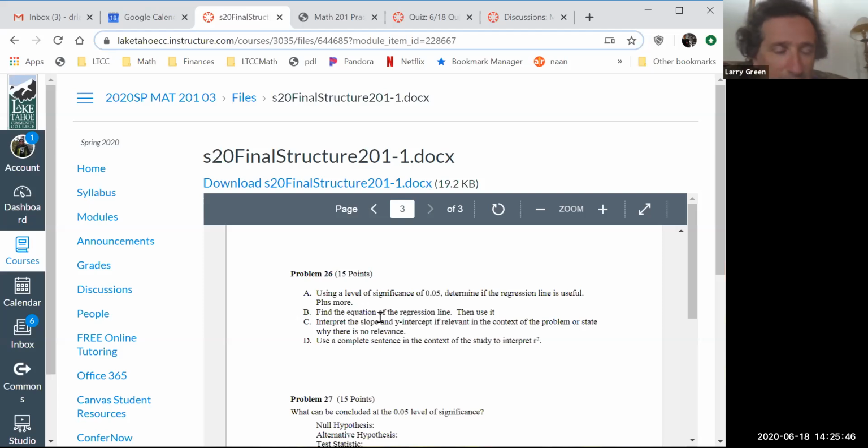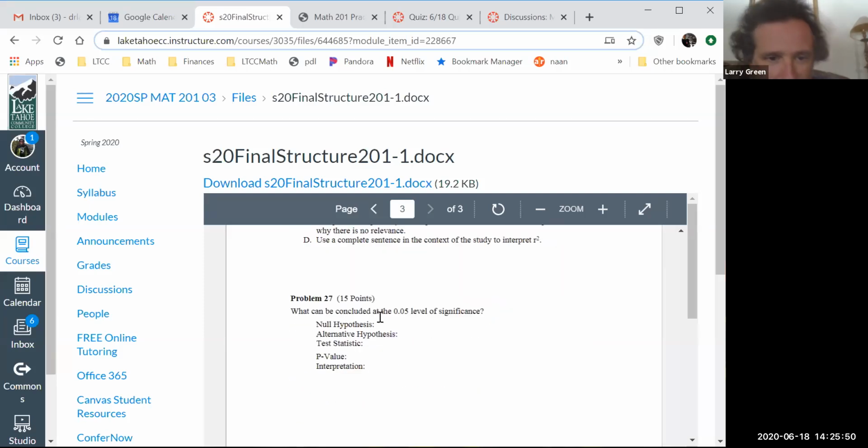Any questions on 26? Okay, 27. And this is the last of all of them. I give you a paragraph, and then ask what can be concluded at the 5% level of significance. I think I also asked you for the name of the test; I think I added that one in later. And then what is the null hypothesis, alternative hypothesis, test statistic, p-value, and interpretation. Okay, that is the test.